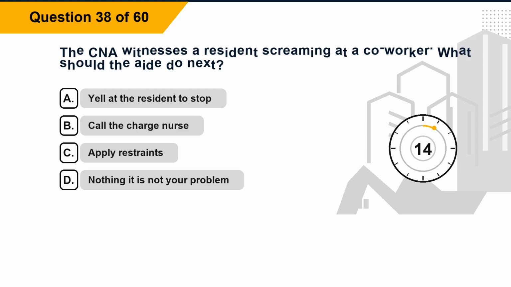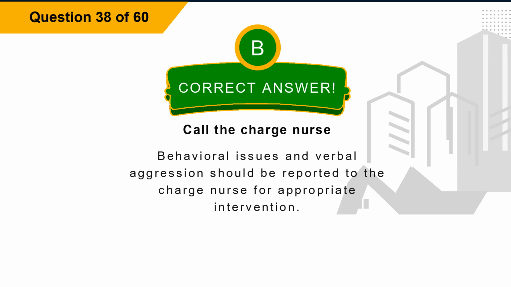Question 38. The CNA witnesses a resident screaming at a coworker. What should the aide do next? Option A, yell at the resident to stop. Option B, call the charge nurse. Option C, apply restraints. Option D, nothing, it is not your problem. The correct answer is option B, call the charge nurse. Explanation: behavioral issues and verbal aggression should be reported to the charge nurse for appropriate intervention.